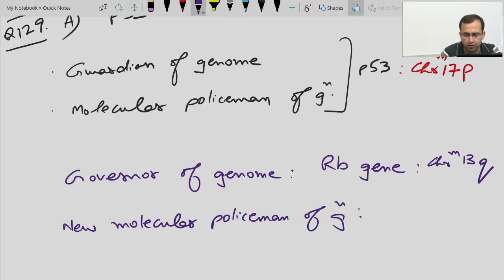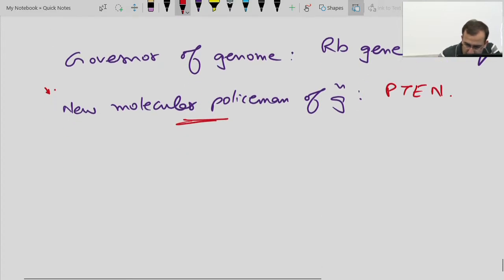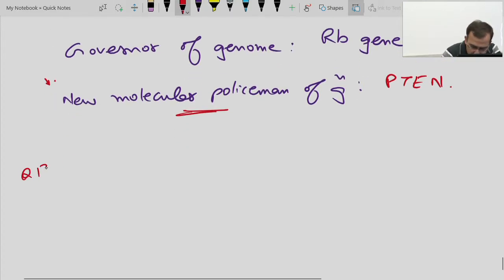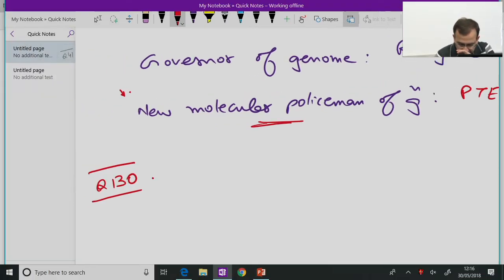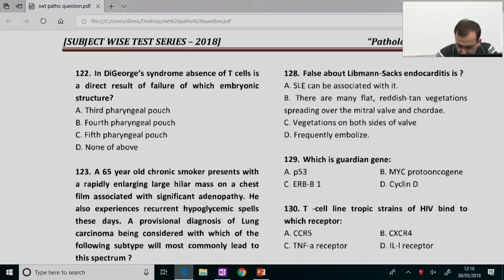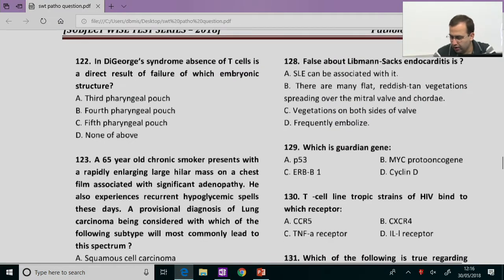Please note, if molecular policeman is being asked, you will mark it as P53 only, whereas the new molecular policeman of the genome is P10. This is from your latest Robbins. This is important. Next, this gets us to the next question, that is question number 130.